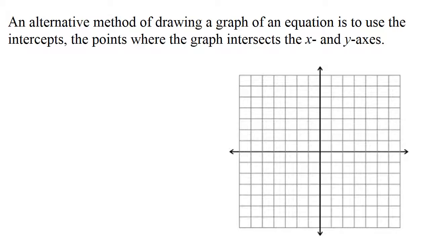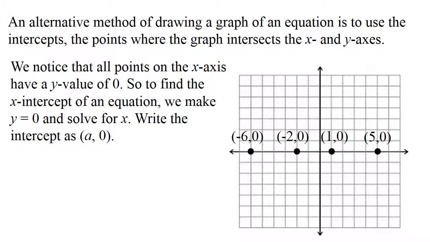So let's look at some points on the x-axis. If I look at this point, it has coordinates -2, 0. Look at this point, 1, 0. And look at this point, 5, 0. I notice all those points on the x-axis have the same y value. They all have a y value of 0.